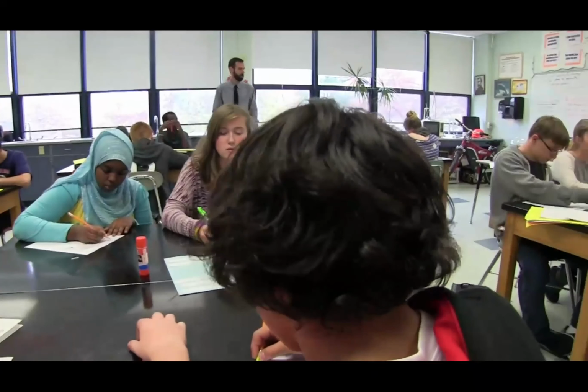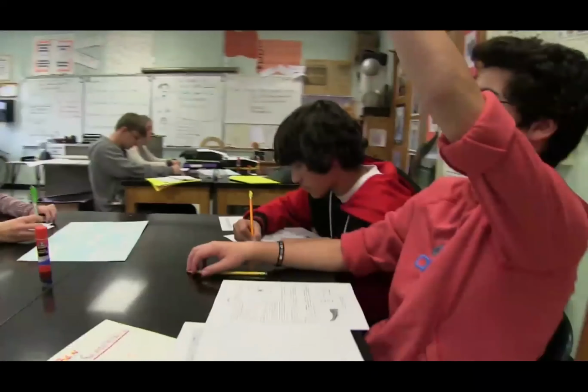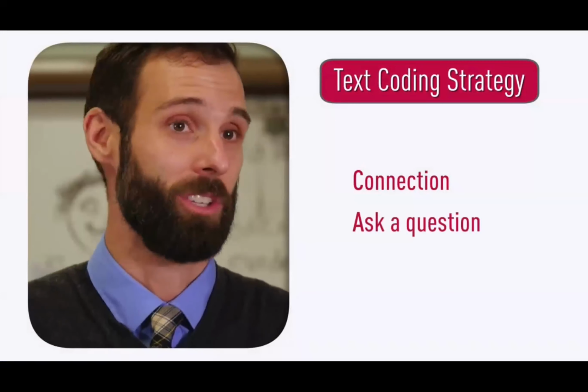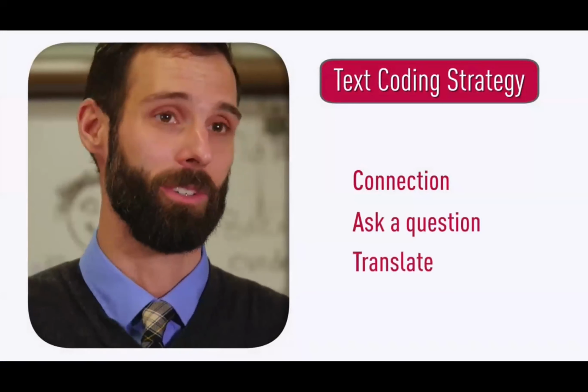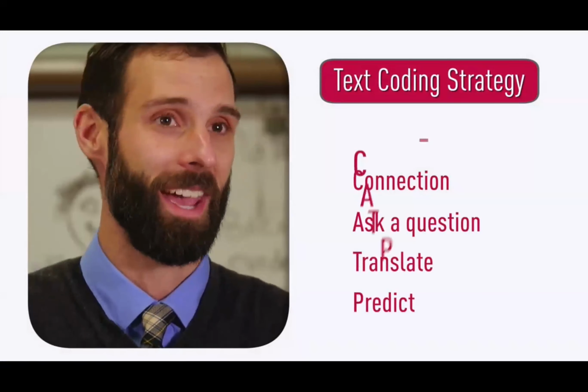We have a classroom strategy that we use all year long, and what kids do is, as they're reading, they code the text in one of four ways. They could make a connection to something they know, they could ask a question, they could translate the information into their own words, or they could predict what's going to happen next in the text. So we affectionately call that CAT PEE.